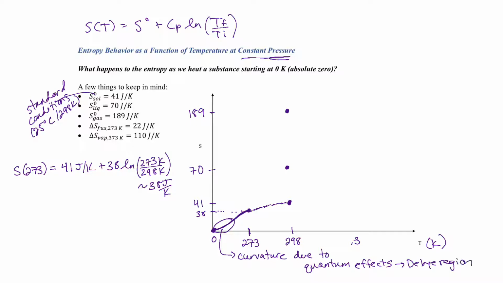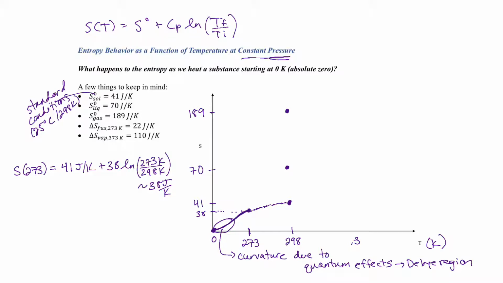Where we have some interesting quantum effects with our low temperature heat capacities. Don't worry too much about that right now, but just know that there's a little bit of a wonky kind of curvature shape here, whereas everything else is going to follow that natural log kind of curvature based on our equation here.